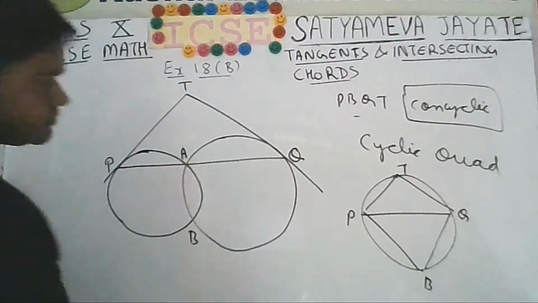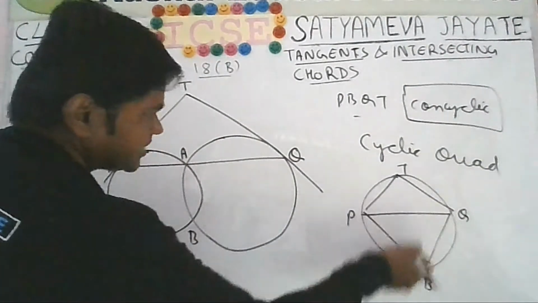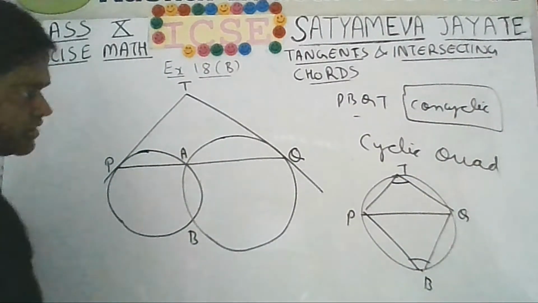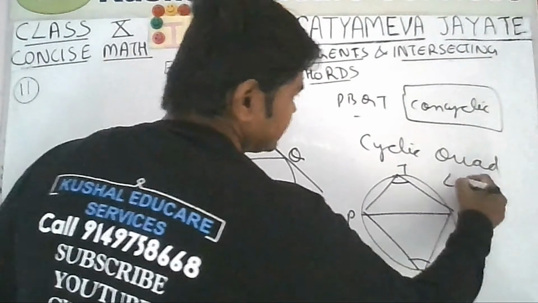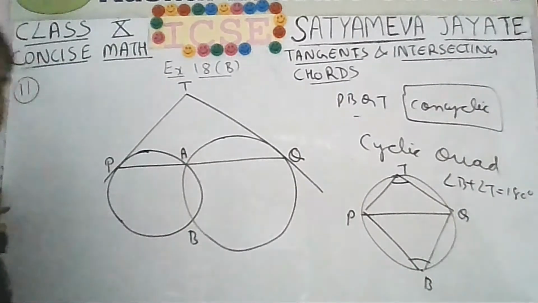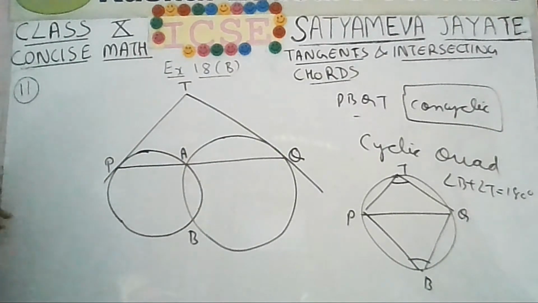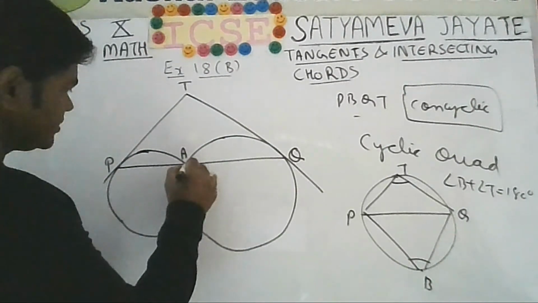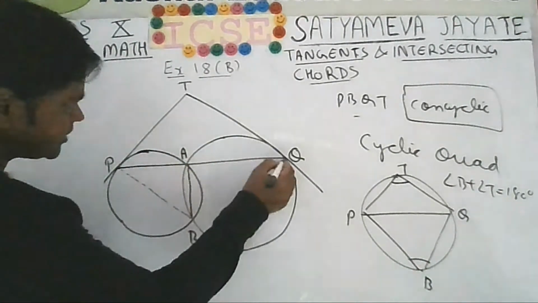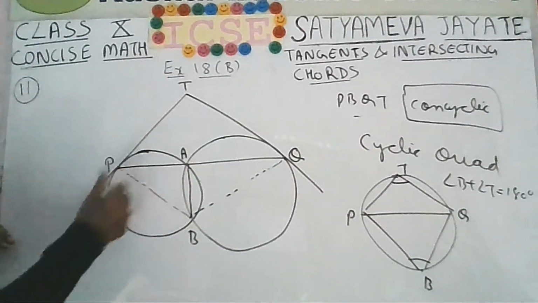In other words, if PBQT is a cyclic quadrilateral, then the sum of the interior angles at vertex B and T should be 180 degree. They are opposite vertices. So concyclic means cyclic quadrilateral. It means that angle B plus angle T should be equal to 180 degree. Opposite angles must be supplementary. That is a cyclic property as we discussed previously. So how can you do it? You can join the points A and B. Why not join the points P and B also? B and Q also.